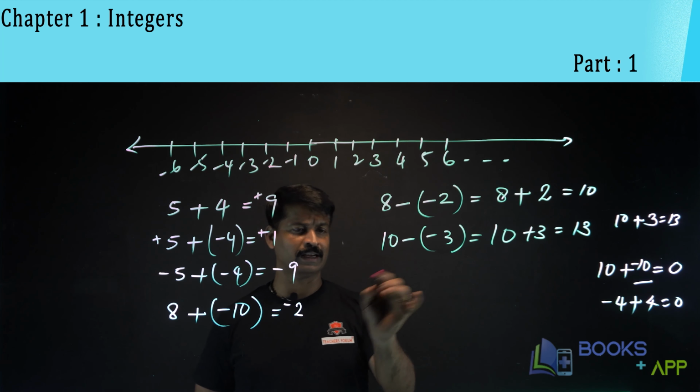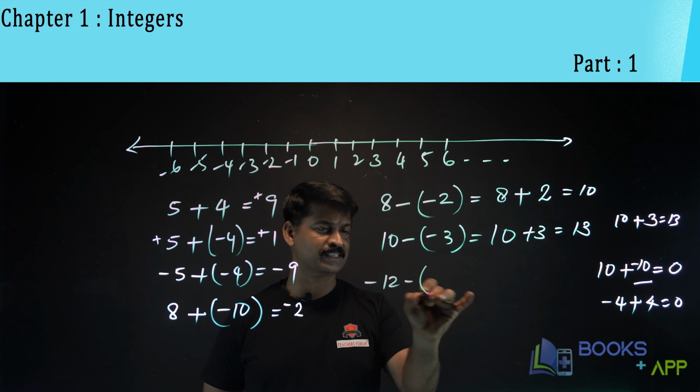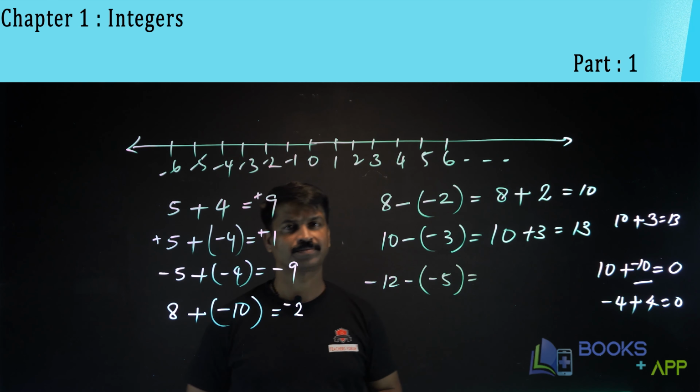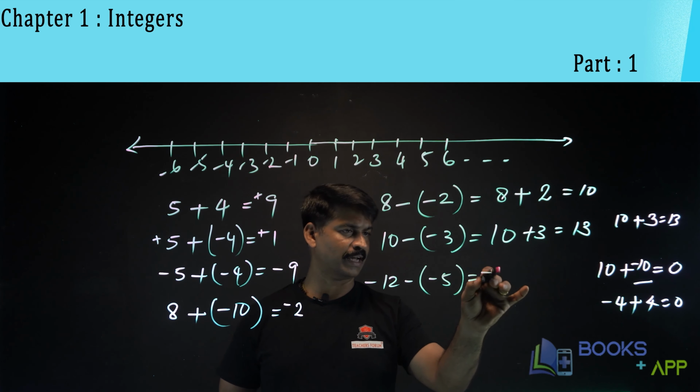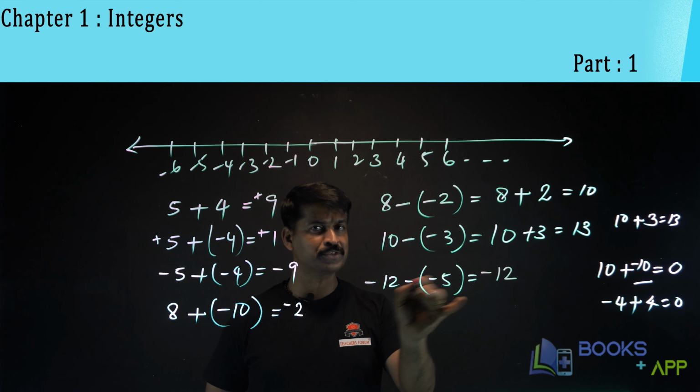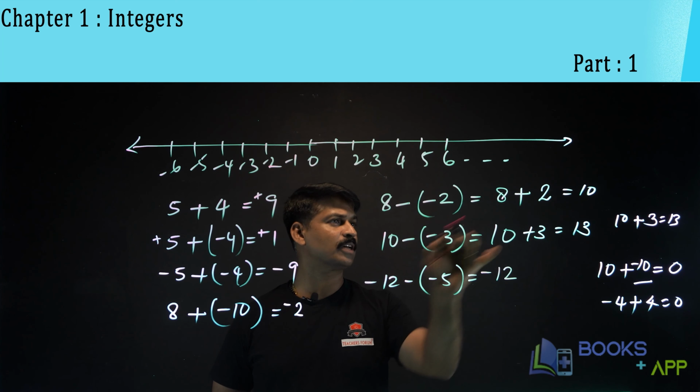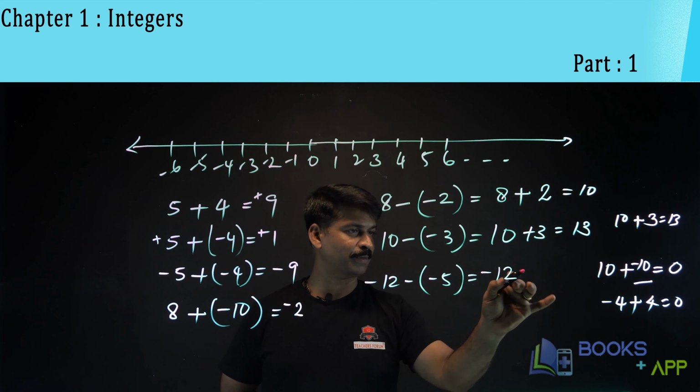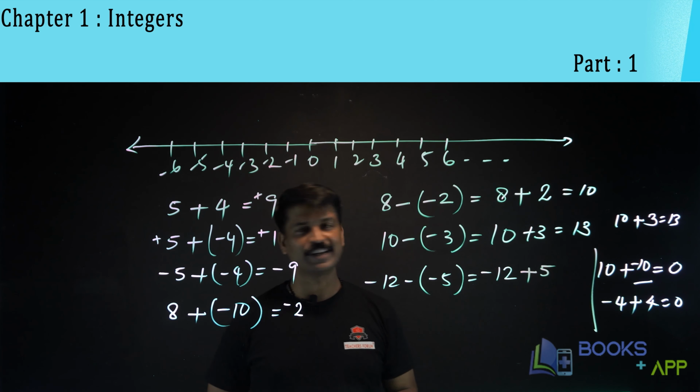Now you tell me another answer. 12 minus minus 5. What is the answer? Minus 12, write as it is. Here it becomes what I told you to write. When two minus signs come, you have to write plus. So minus into minus, you can write just plus here. Okay. So what is the answer?